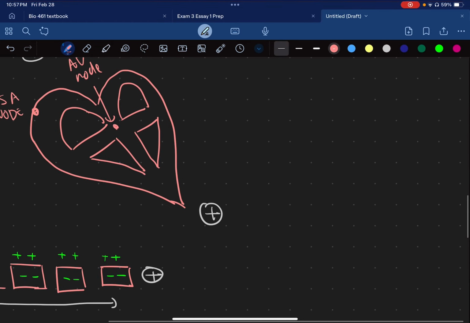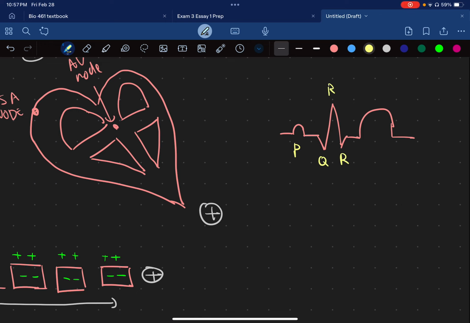So usually with a normal heartbeat, we're going to see a couple of different waves here, and luckily they're all in alphabetical order. P, Q, R, S, T.